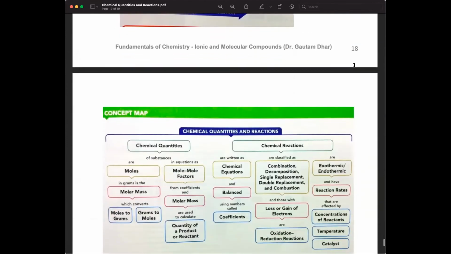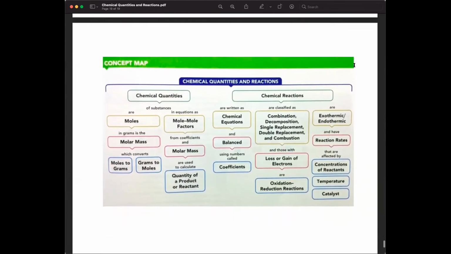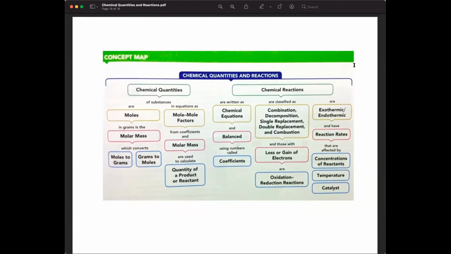So that's basically our chapter, okay? Now, again, a lot of things in this chapter. We learned about moles, we learned about molar mass, we learned how to convert from moles to grams and grams to moles. We use the mole-mole factor, balancing of equations, the stoichiometry, and using molar mass, we could calculate the quantity of the reactants and products. So this is called stoichiometry in general.